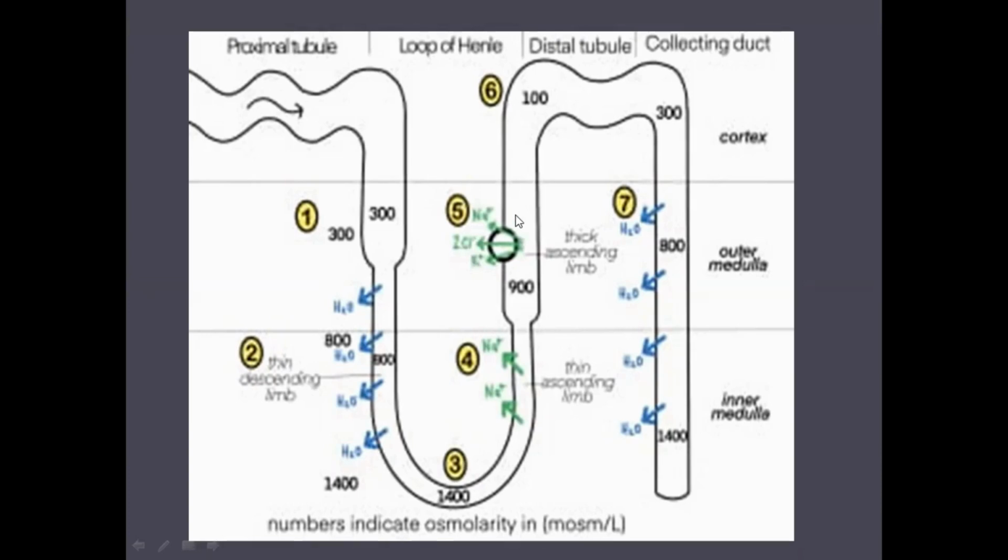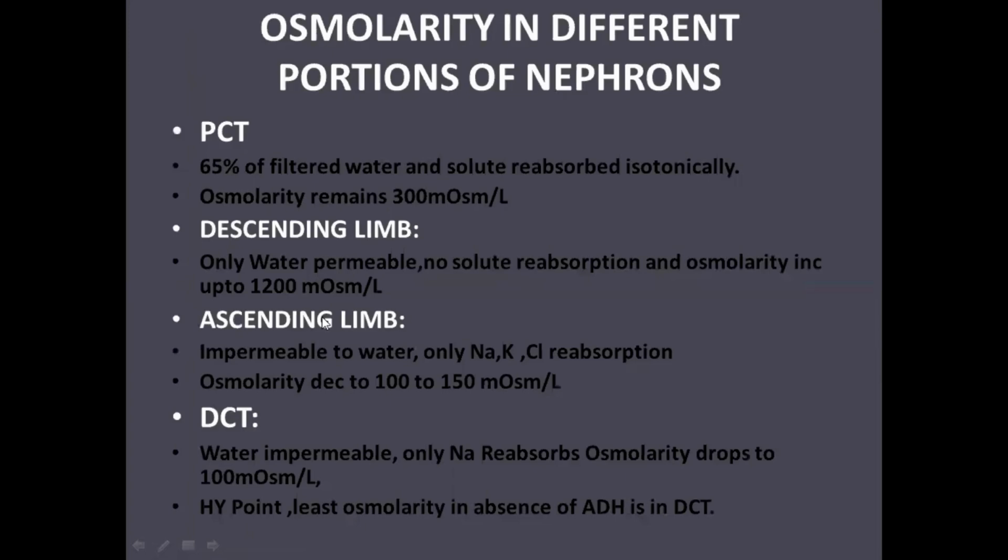In the loop of Henle, the osmolarity is decreasing because of the loss of solute. However, in the medullary interstitium, the osmolarity is going to increase because it gains access to more and more solute. So here there is no reabsorption of water, and only solute is going to be reabsorbed. Then we will reach our next limb, that is the distal convoluted tubule.